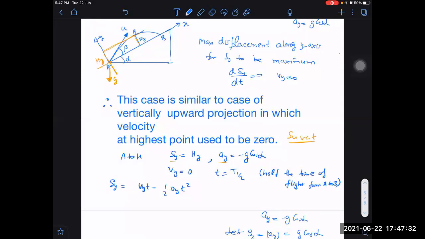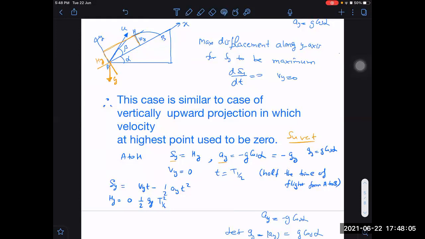So what do we get then? Sy is equal to Hy. Vy is 0, and minus minus half of minus will become plus half of Gy into t square. I am writing Ay as minus of Gy, so Gy I am taking as g cos alpha. What is the difference between Gy and Ay? Ay is the acceleration. Gy is just the magnitude of acceleration. So it is becoming this now.